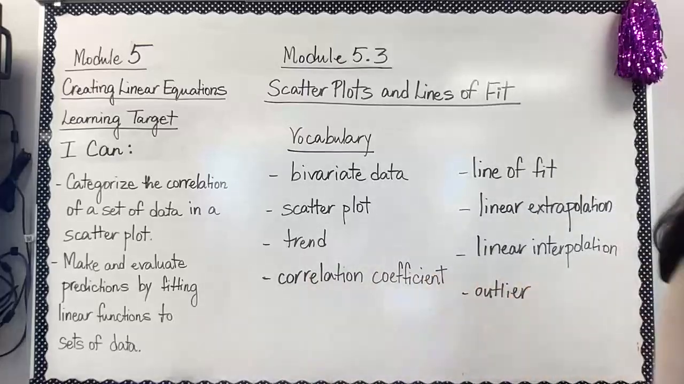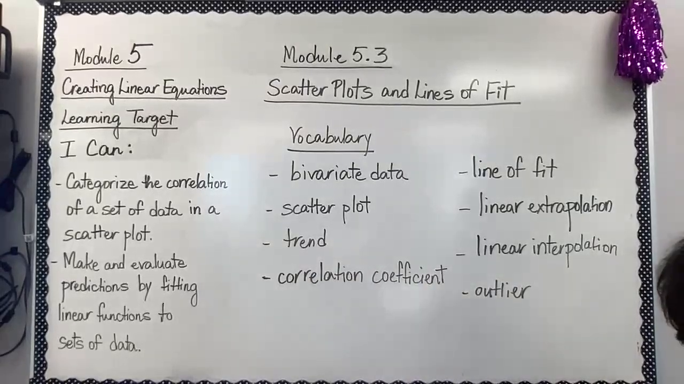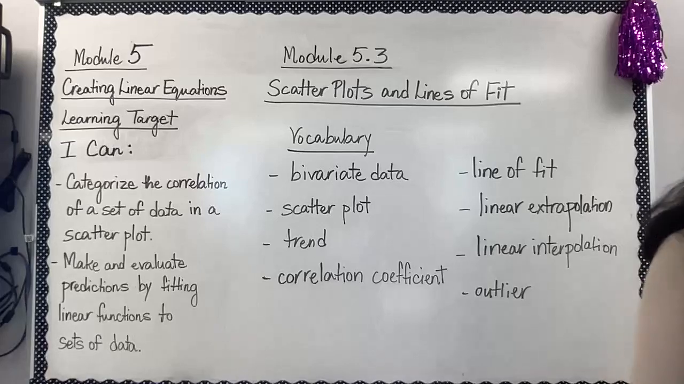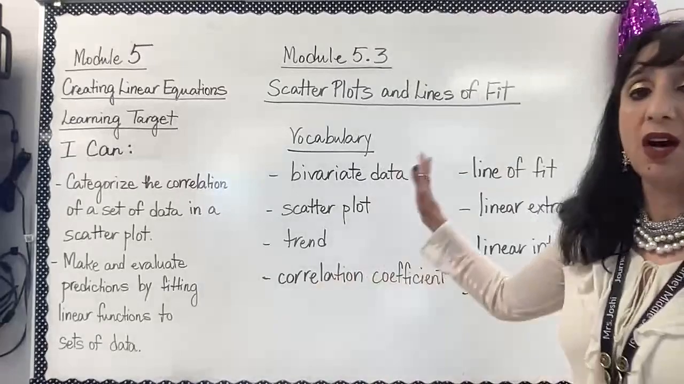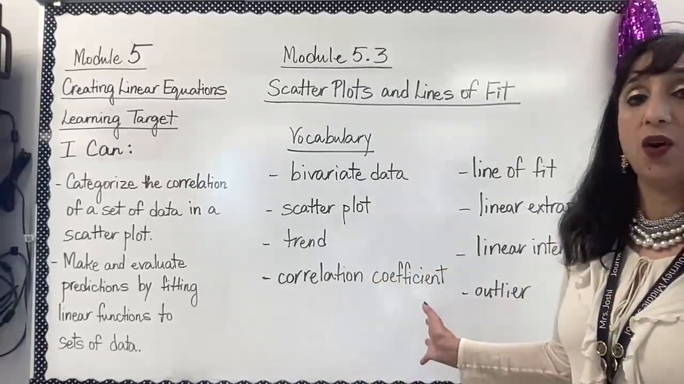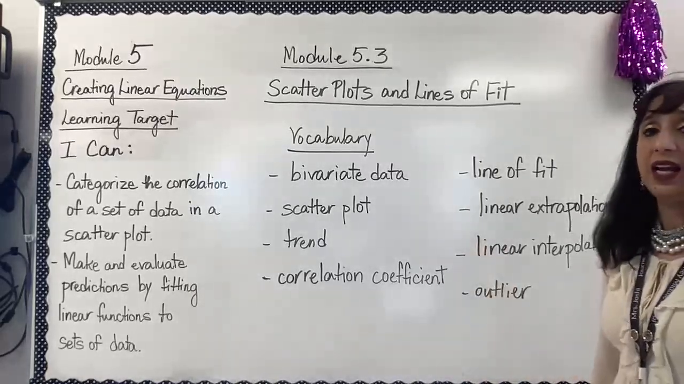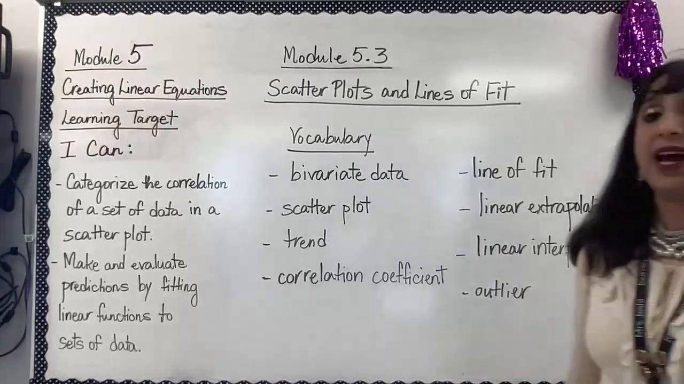Okay, so now we also want to talk about a scatter plot. But again, bivariate data consists of pairs of values, and a scatter plot is a graph of bivariate data that consists of ordered pairs on a coordinate plane. So we'll talk about the trend, correlation coefficient, a line of fit, linear extrapolation, linear interpolation, and outlier.